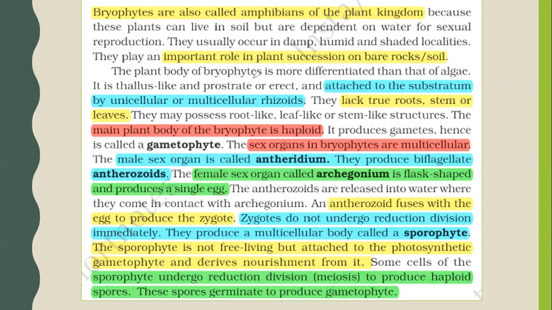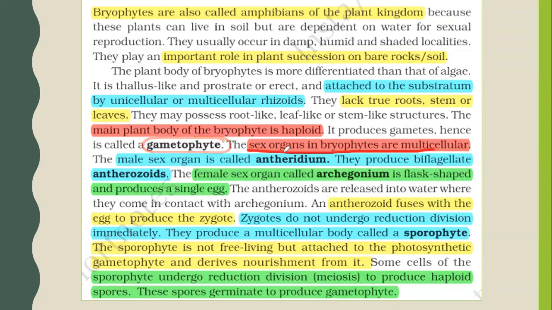The main plant body is more differentiated than that of an alga. It is thallus-like and prostrate or erect, attached to the substratum by either unicellular or multicellular rhizoids. They lack a true root, stem or leaves, but they possess root-like, stem-like, and leaf-like structures. The main plant body of bryophytes is haploid in nature and produces gametes. The gametophyte is the main plant body.